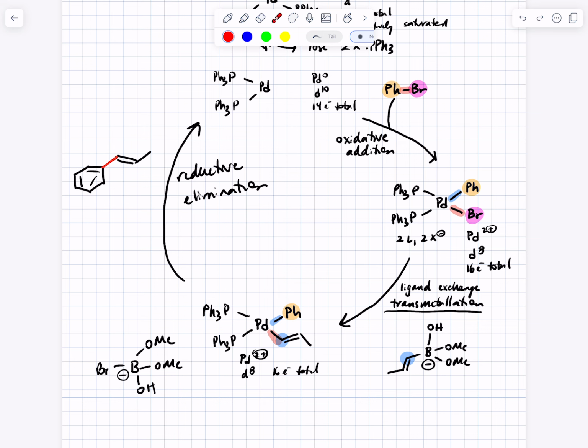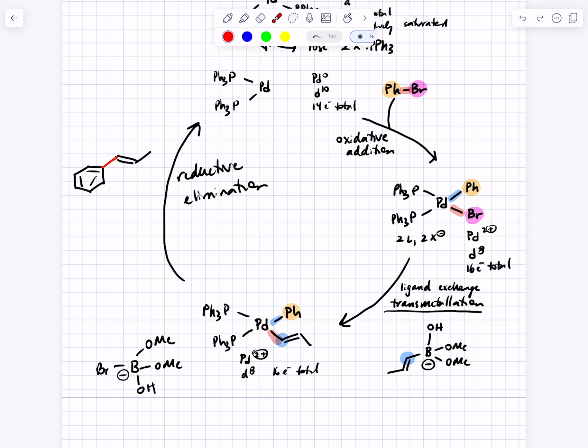Okay, questions about that mechanism? Yes? Can reductive elimination only happen between two X ligands? That's a great question. At least that's the only times I've shown it to you today. I don't know whether that's a true limitation or not. It's a good question.